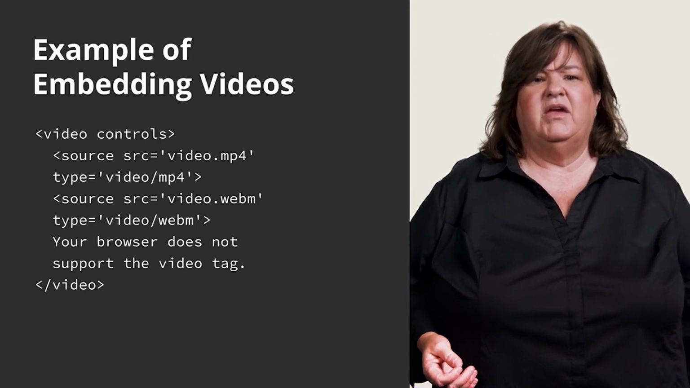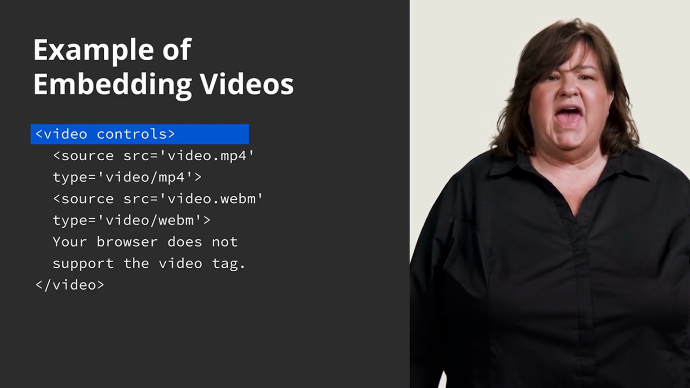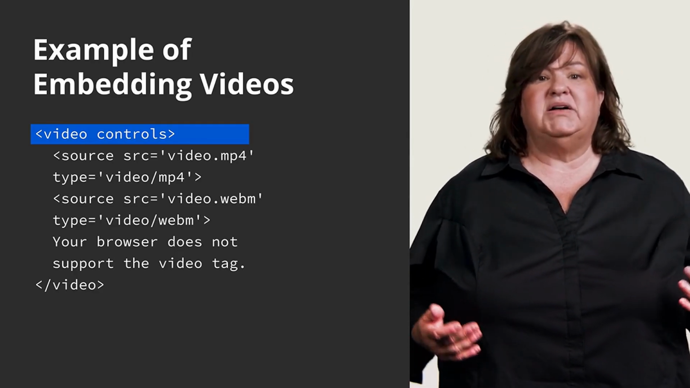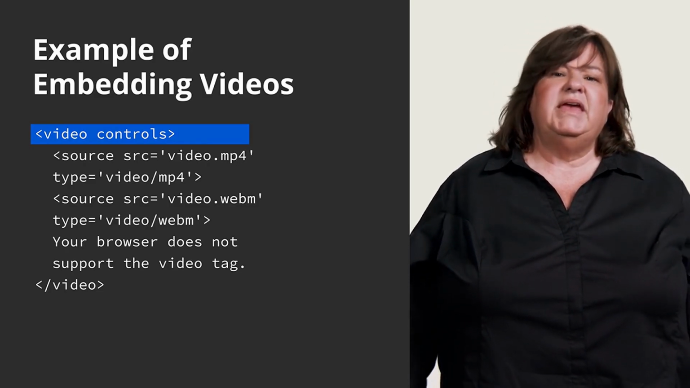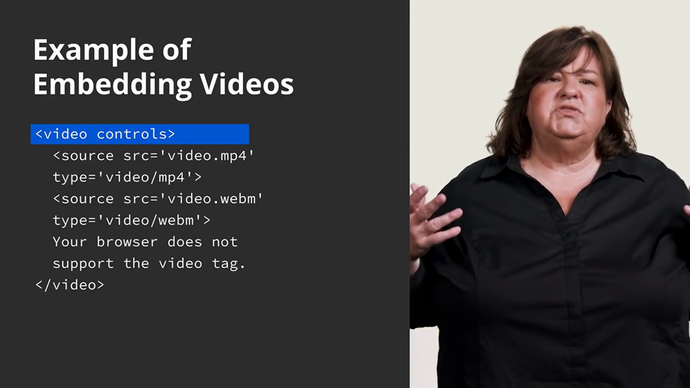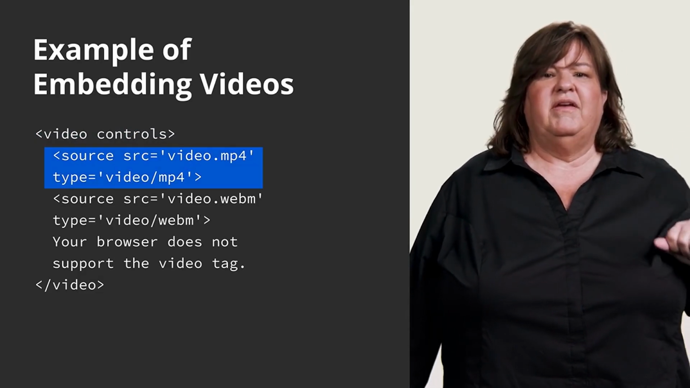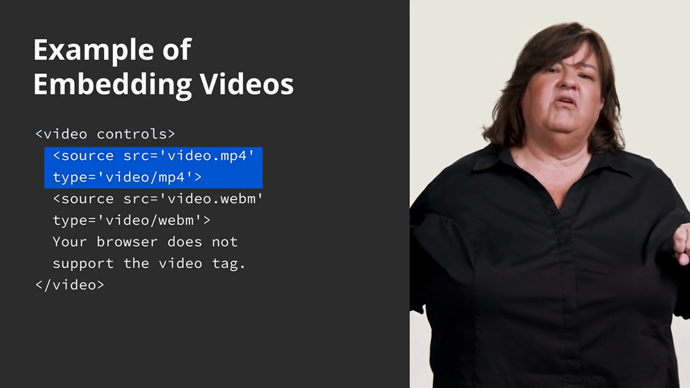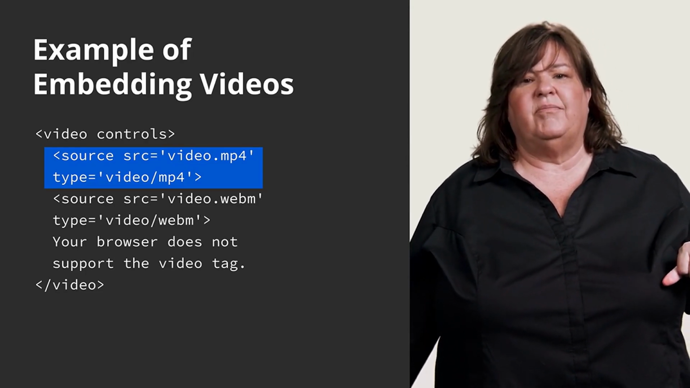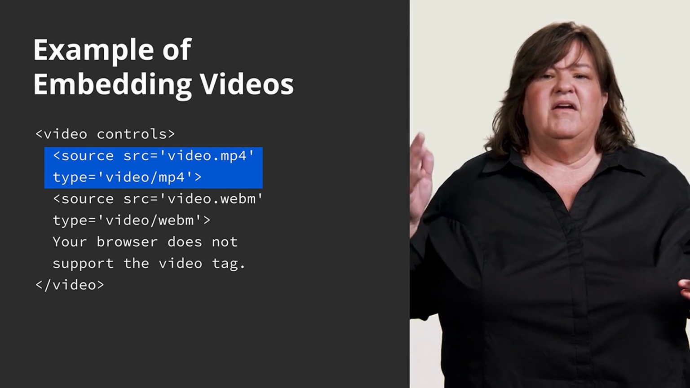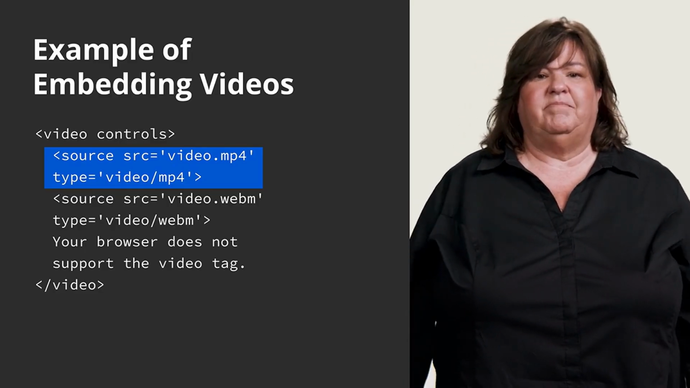Here's an example. We start with the opening video tag and include the controls attribute, which adds built-in controls like play, pause, and volume adjustment, allowing users to control their viewing experience. Inside the video tag, we use two source elements to provide different video formats. The first source has src equals video.mp4 attribute, which points to the MP4 version of the video. We also specify video/mp4 to tell the browser what format this file is in.